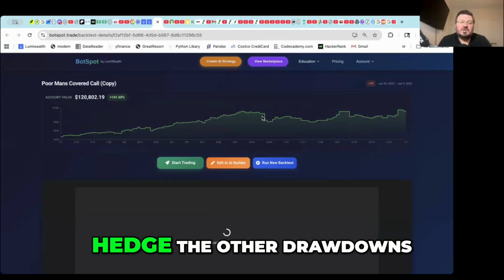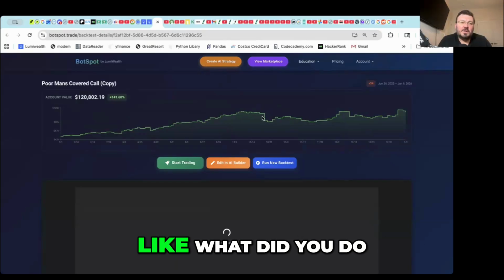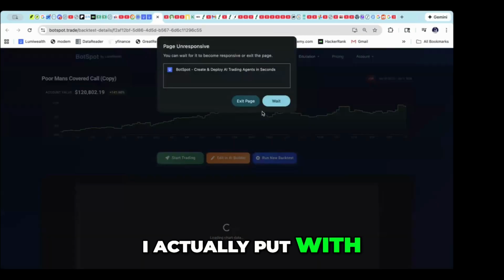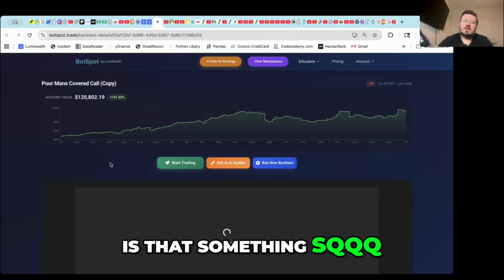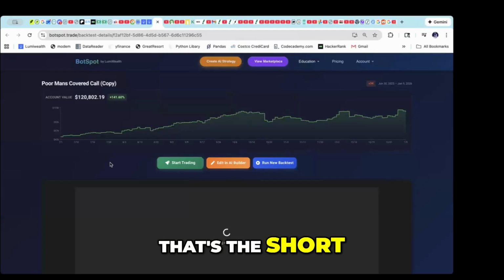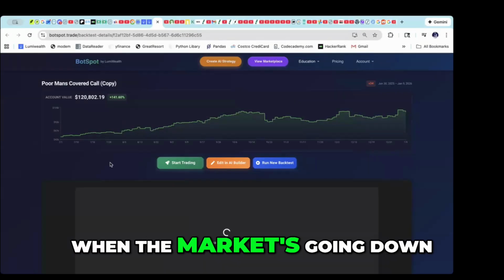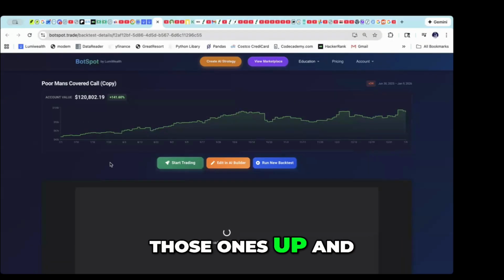So how did you hedge the other drawdowns that you had? I actually put in, along with the momentum, the inverse of QQQ, so it's SQQQ, and VXX. Interesting. SQQQ is shorting it, right? Yeah, it's the inverse of it. So when the market's going down, it should pick those up and it'll actually start making money if the market goes down.